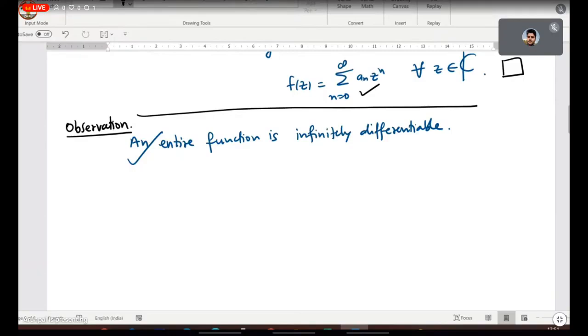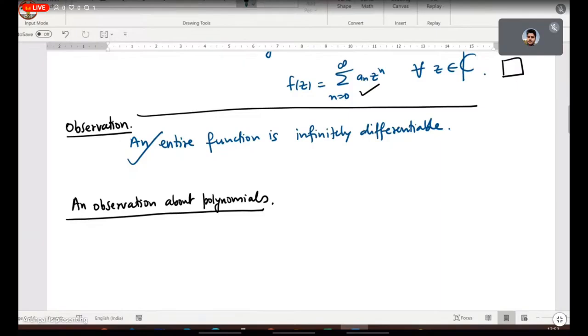Now class, let us take another observation about polynomials. Class, another observation about polynomials is the following.